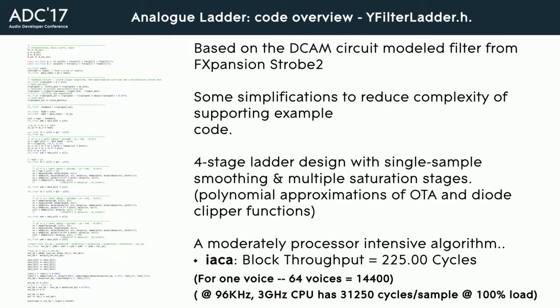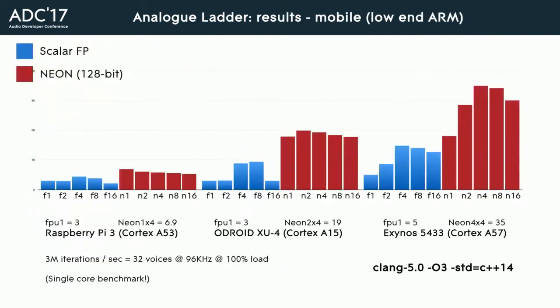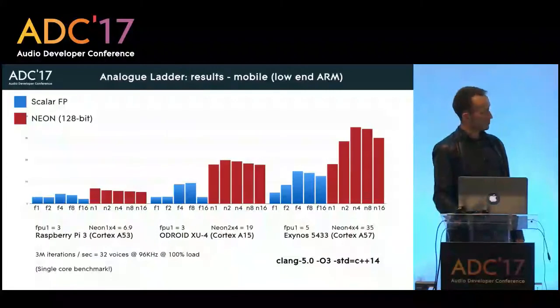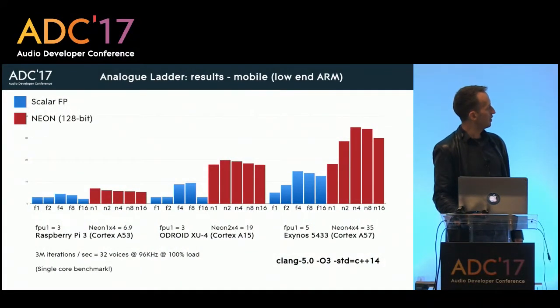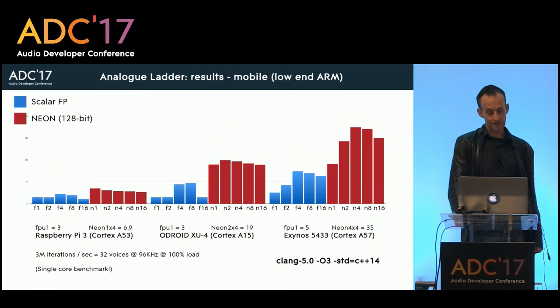Mobile is obviously important as well as desktop, so let's see how this goes on some ARM processors. There's a Raspberry Pi on the left there, Raspberry Pi 3. Those don't really have great vector units on, so it's speeding up by a bit over a factor of 2, so that's still not too bad.